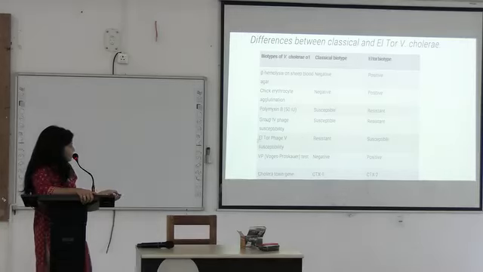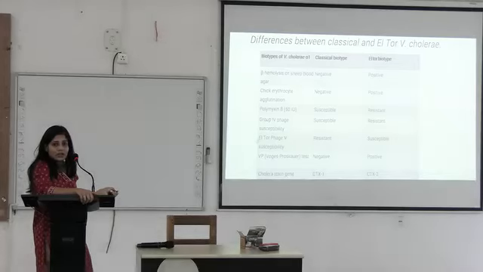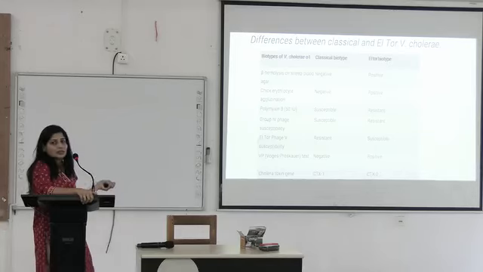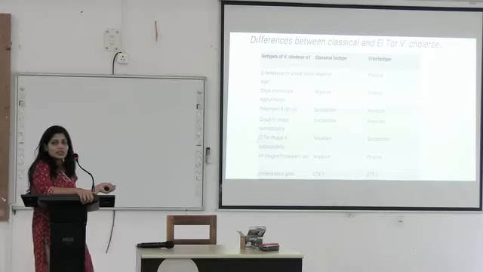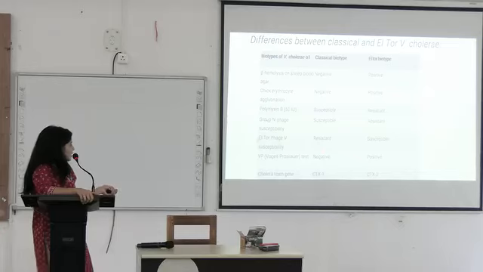Then the Voges-Proskauer test. It is the test to see acetoin production. When you inoculate this bacterium into glucose phosphate broth and add certain reagents, you will see a pinkish color change. That is also negative in the classical biotype. And for the cholera toxin gene, in the classical biotype you will see CTX1 and CTX2 in El Tor.